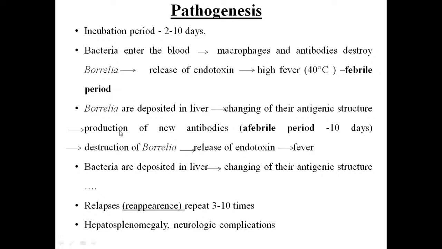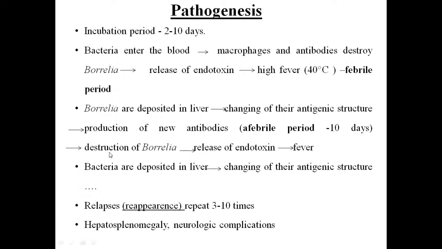During this period, bacteria change their antigenic structure and antibodies are produced. After production of antibodies, you know why it is 10 days? You know that maximal amount of antibodies is on the 7th day after starting of disease. I've said about it in immunology. You studied this information. So it lasts about 10 days.